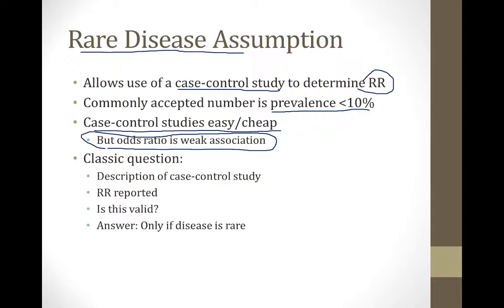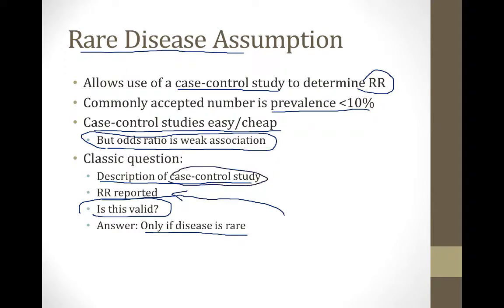So one classic way for this to come up in a board question is for there to be a description of a case control study with a risk ratio reported, and the question asks, is this valid? And your answer should be yes, if the disease is rare, because only in that circumstance would it be all right to report a risk ratio with a case control study design.